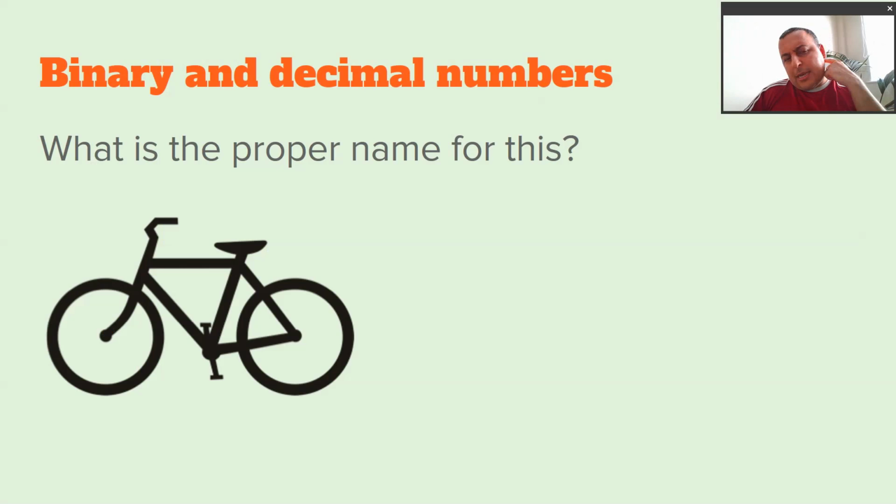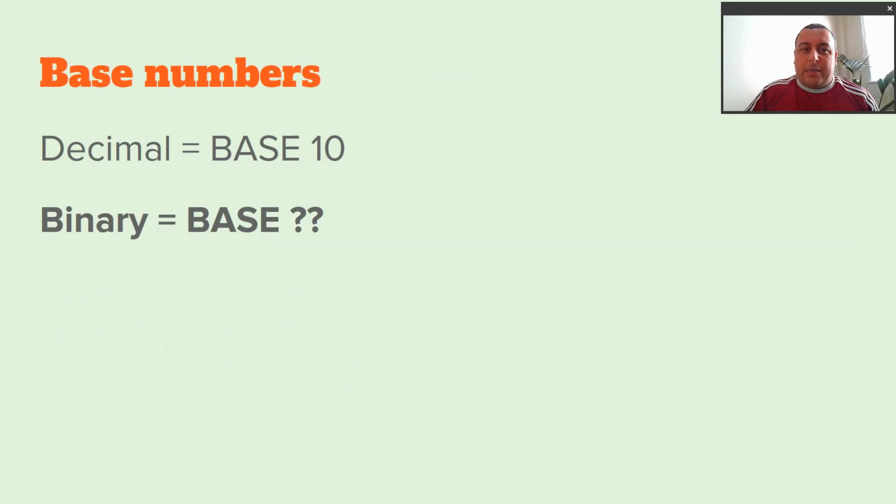But before we do that, look at that image that's on the screen there. What's the proper name for that? Now, those of you that are thinking like a cycle or anything other than the word bicycle, you'd be wrong. It's a bicycle, but why is it called a bicycle? Because it has 2 wheels. So now we know that anything with the prefix bi is to do with the number 2. So while decimal has the base of 10, binary has a base of 2.